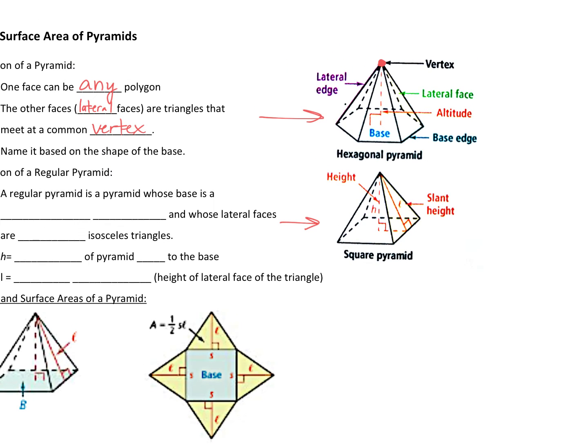We would say this is a lateral face, one of the triangles. We would say this line right here is a lateral edge. We talked about edges and faces and vertices before, still holding steady with pyramids.